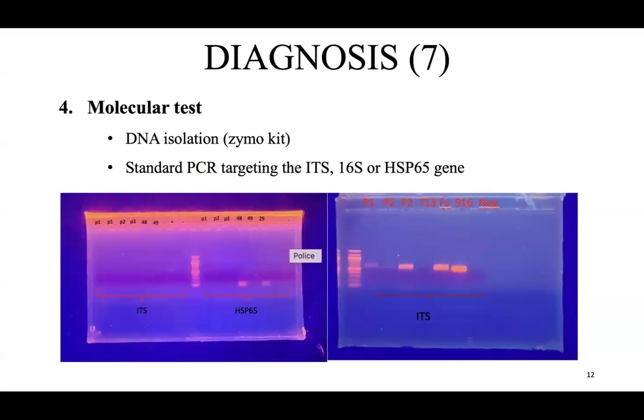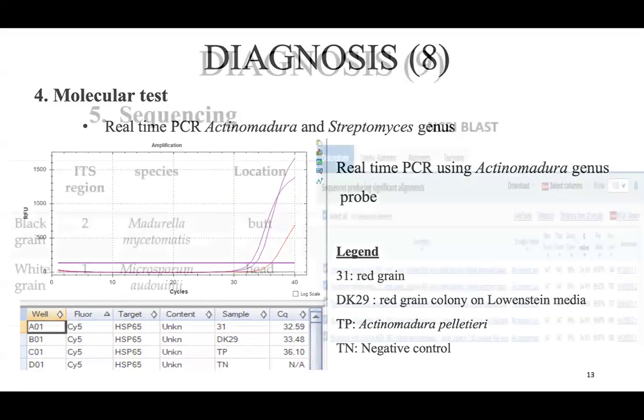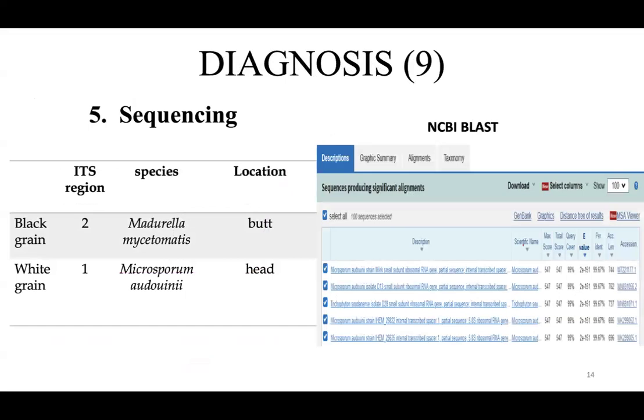So for the molecular test, the DNA either from grain or culture is extracted using Zymo kit, and then we are proceeding with classical PCR, targeting ITS region, 60S, or heat shock protein 65 chain. We are also performing real-time PCR to identify strains belonging to Actinomadura and Streptomyces genus. We have also sequenced strains from some patients here in Dakar, where we were able to identify 2 species of Madurella mycetomatis and 1 species of Medicopsis romeroi.